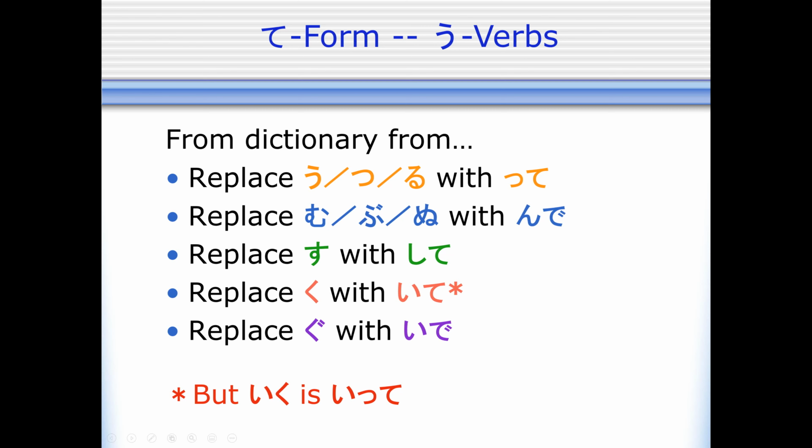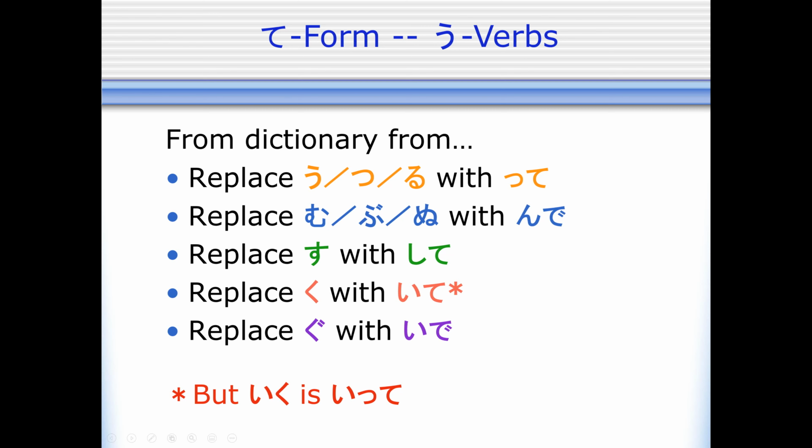And verbs that end with nu, we actually only have one verb that ends with nu in the whole Japanese language. Shinu, which is one of our new words from this chapter. Shinu, we're going to get rid of the nu, change to nde. We get shinde.